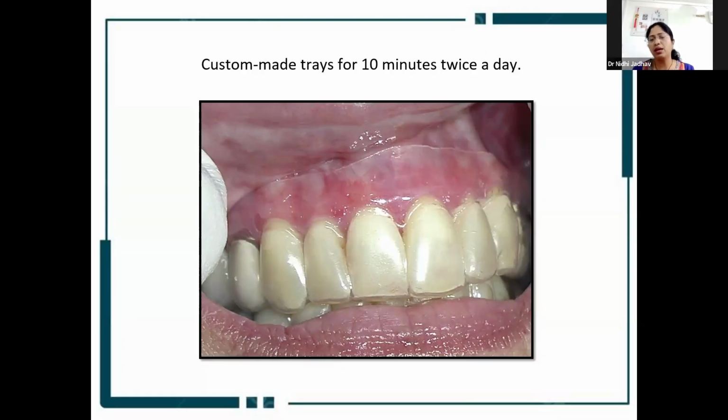These are trays, basically like the retainers that we make after the orthodontic treatment. Those can be extended towards the gingival side, and in that we can ask the patient to apply the gel, so that this gives you better contact time, and they are found to be very good especially in the desquamative gingival lesions of oral lichen planus.